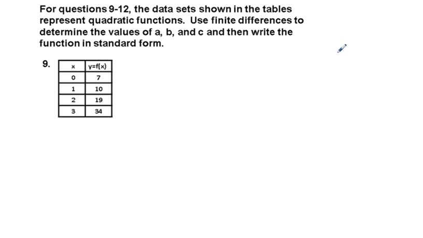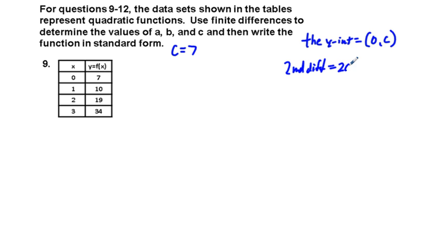Well, first the rules are, okay, for quadratic, the y-intercept is the point 0, C. And so for this one right here, we have x equals 0, y equals 7. So C is equal to 7. Okay, the next rule is second difference, put the rules over here, is equal to 2a.